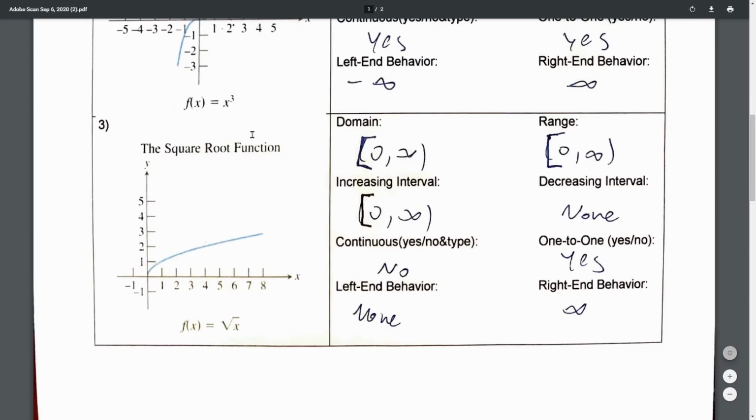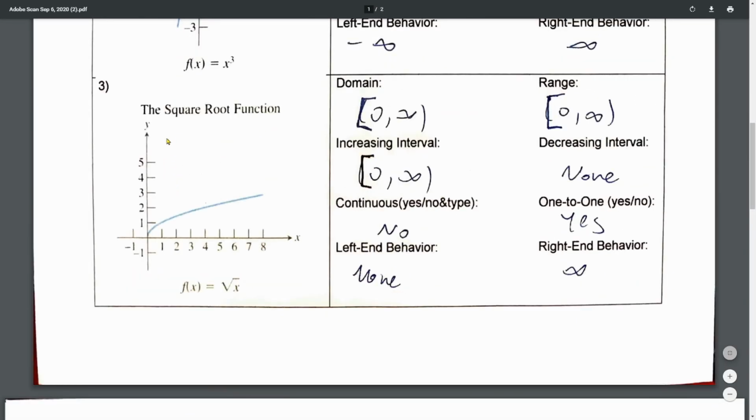The square root function. On this one you can see that the function only exists for values greater than 0. So we would say that x is going from 0 to infinity. The range is the same thing. There are no negative y values, so this would be from 0 to infinity. It is increasing again from 0 to infinity.